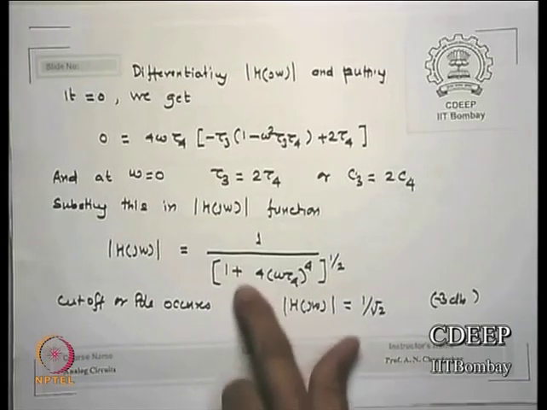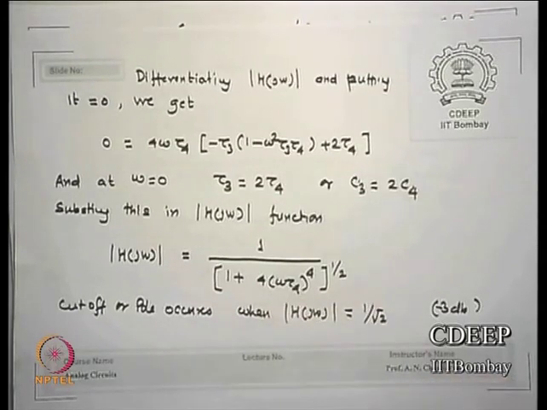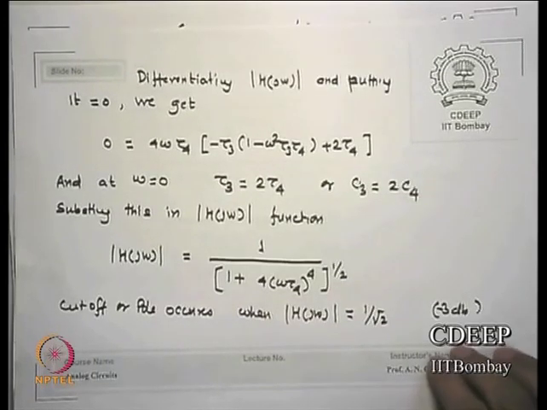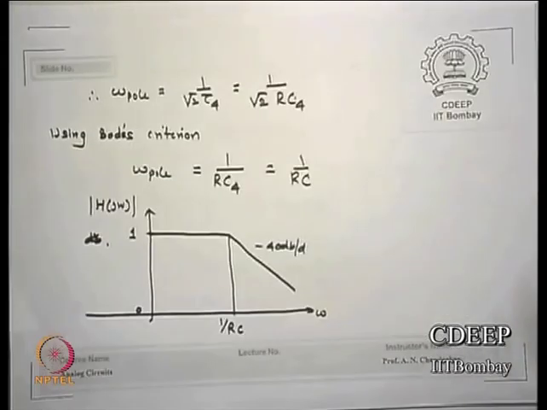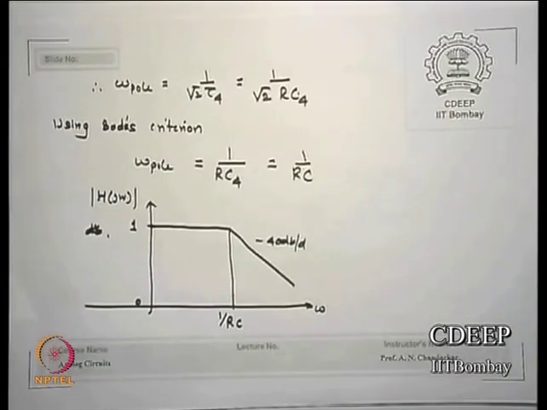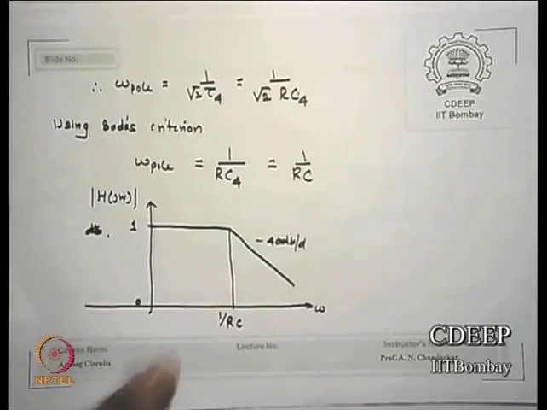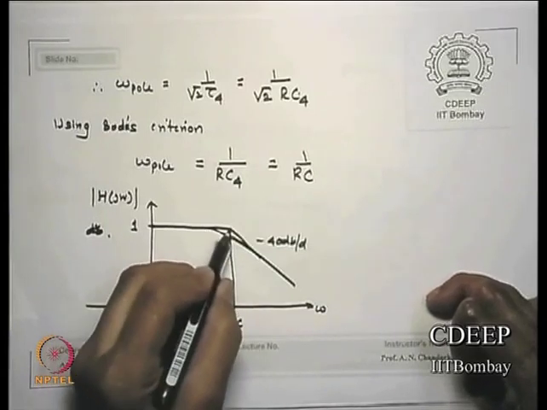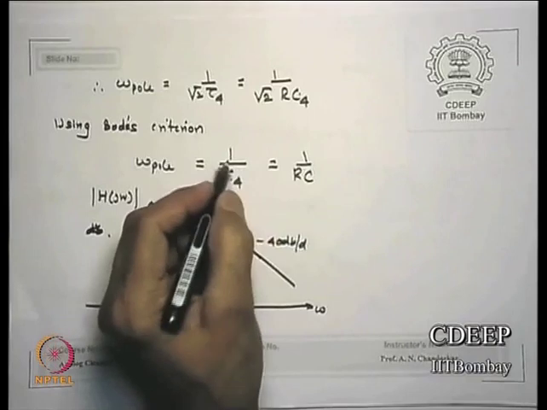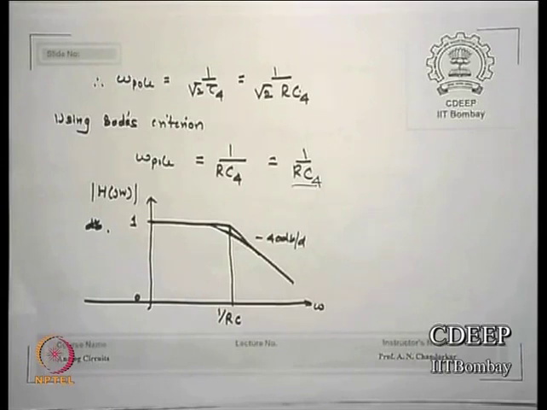So you can see, if I substitute here, this is 1 upon root 2 at omega equal to 1 upon T4, that is the corner frequency of the Bode. Is that correct? So if I get the pole, I will write its solution here for you: 1 upon root 2 RC4. In Bode, what will we write? We drop the root 2. Why? We said in real life the actual curve will be something like this, sorry, and this is the 3 dB point, isn't it? So this is R, so RC4, okay.